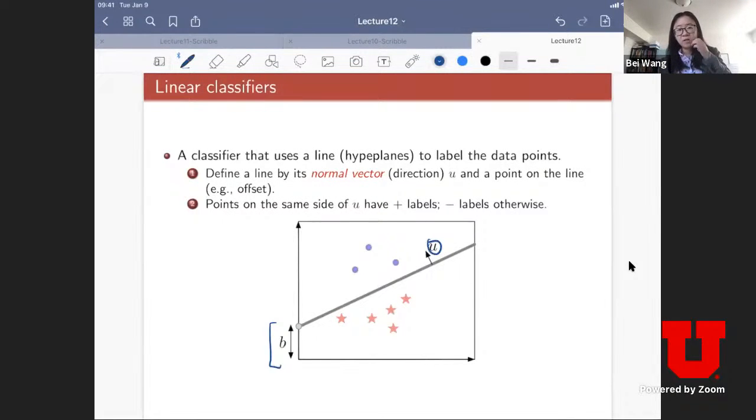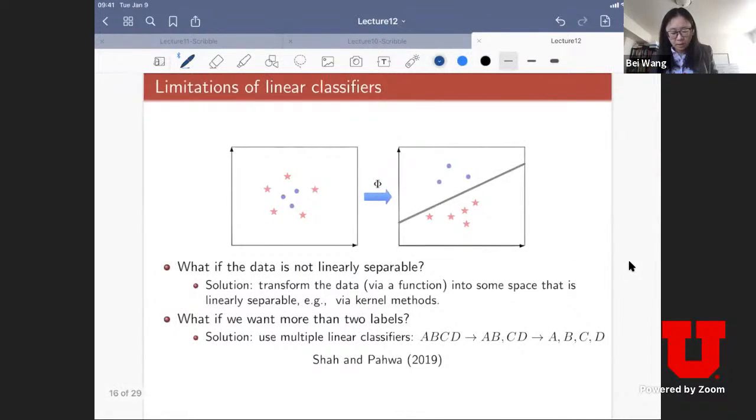And then what this b vector does is tell me how far away this hyperplane is from a frame of reference, okay? And when you find this hyperplane, points on the same side are assigned one type of label, and points on the other side are assigned the other type of label. For the example in this case, I would say all the ones on the top are going to be assigned a label of plus, and all the things at the bottom are going to be assigned a label of minus. Okay, so that's what a linear classifier does.